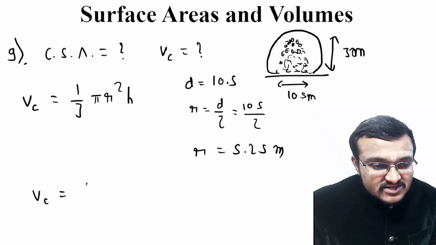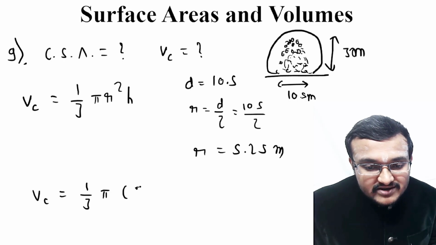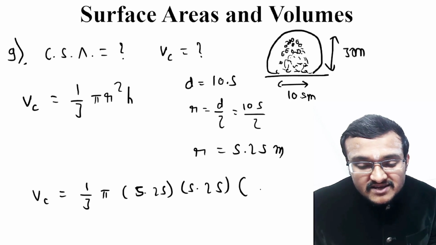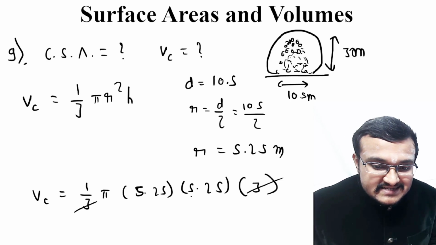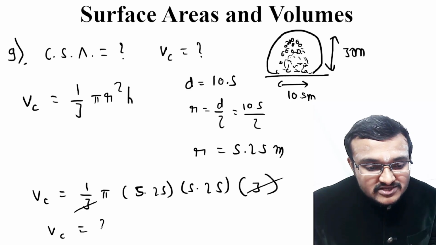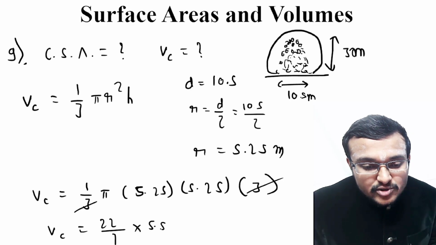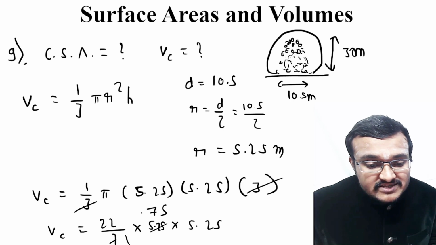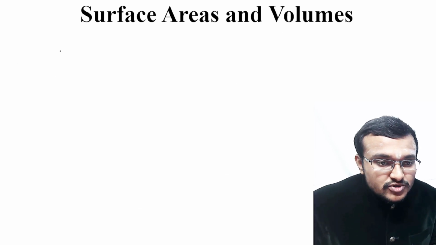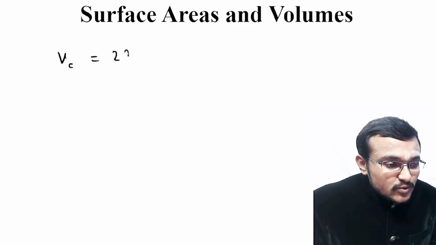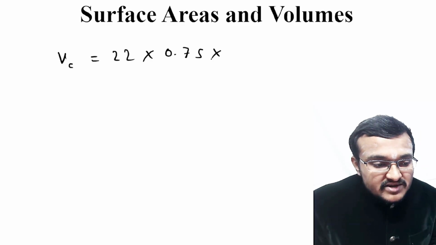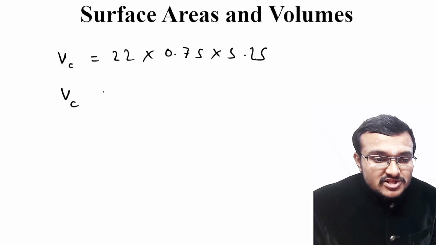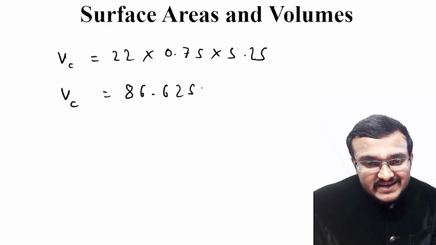So now volume is equal to 1 by 3 pi. In place of r you can write 5.25 into 5.25 into height 3 meter. So here 3 and 3 get cancelled with each other. Pi is 22 by 7, so 22 by 7 into 5.25 into 5.25. Here 7 ones are 7, 7 sevens are 49, 3 will be remaining 35, 7 fives are 35. So 0.75. So here we are getting volume as 22 into 0.75 into 5.25. When you solve this, you will get 86.625 as your answer.